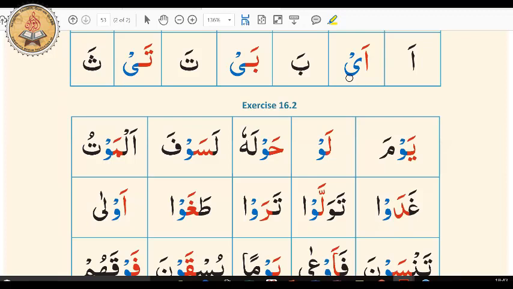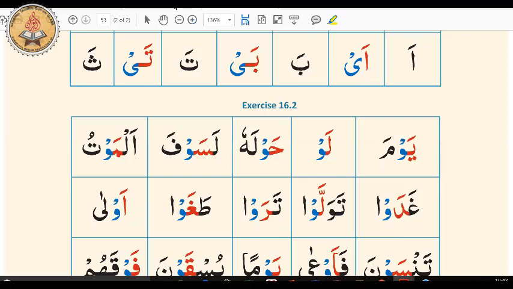Because before, so the letter before this ya sakin, what is the letter before the ya sakin? What is it? Alif. Very good. And what sign does the alif have on top of it? Fatha. Very good. It does have a fatha. So if this ya was a ya madd, then the sign would have been underneath the alif. It would have been a kasra. Okay.